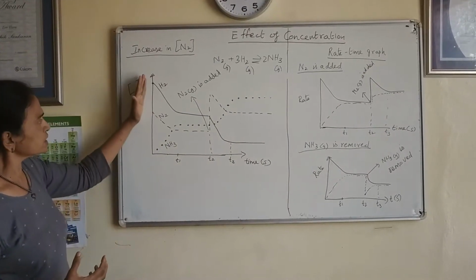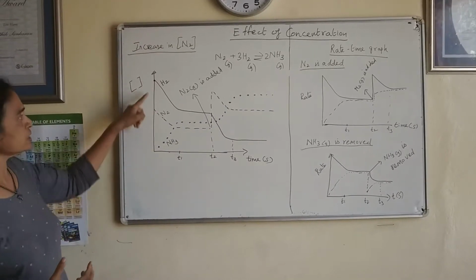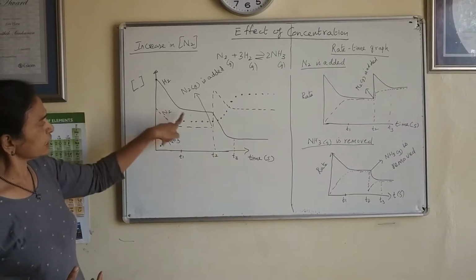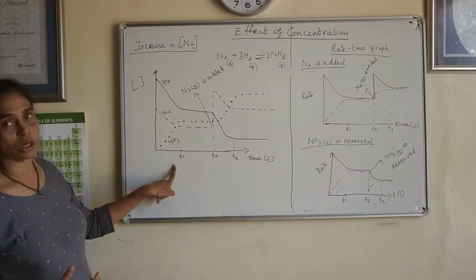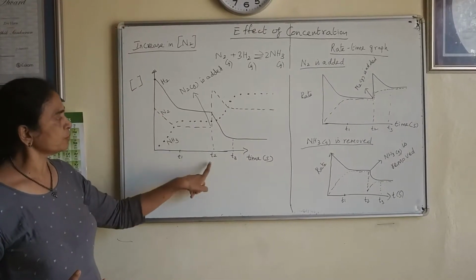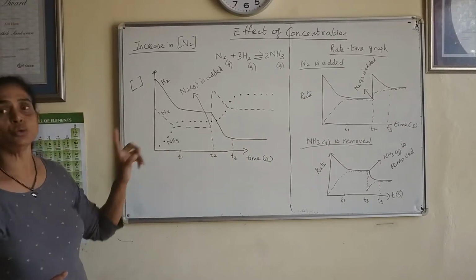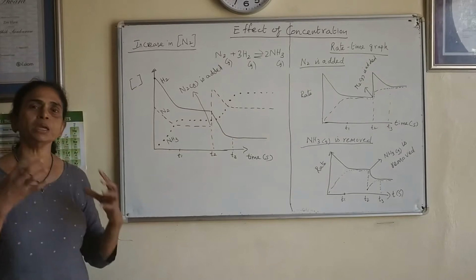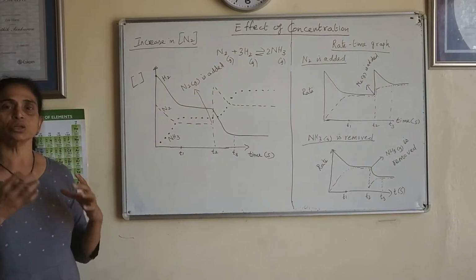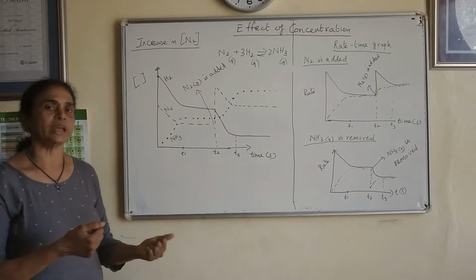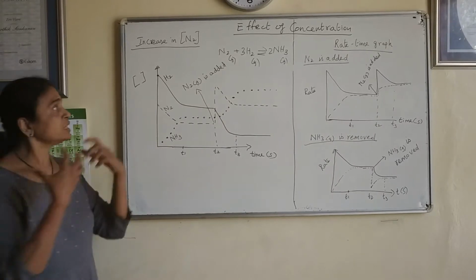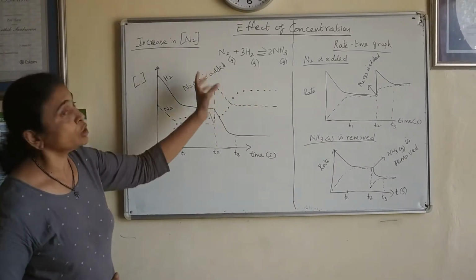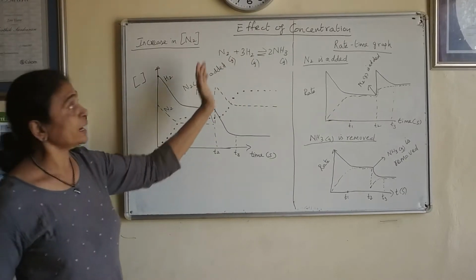Now we are starting with a certain amount of reactants. Reactants are more, products are zero. So they attain equilibrium at T1 and it remains in equilibrium up to T2. At T2 you disturb the equilibrium. According to Le Chatelier's principle, if you make any change to equilibrium, it will react in the opposite way. If you add some chemicals, it will try to use that chemical. If you remove some chemical, it will try to add that chemical.